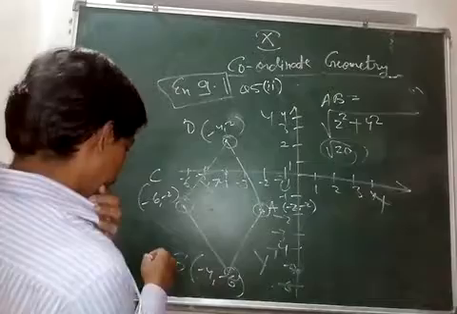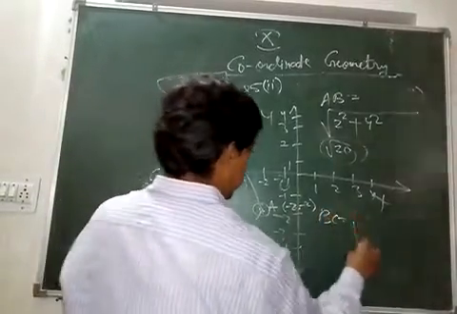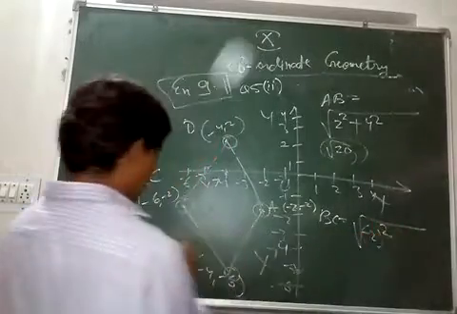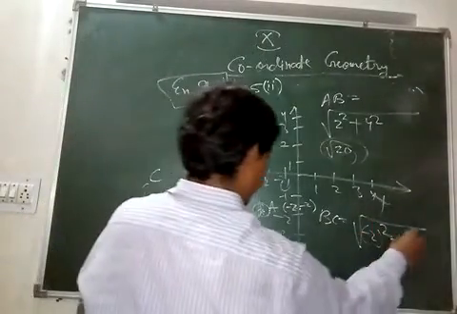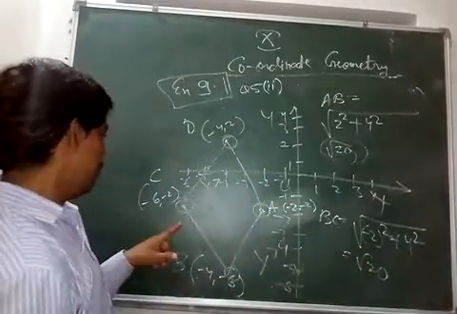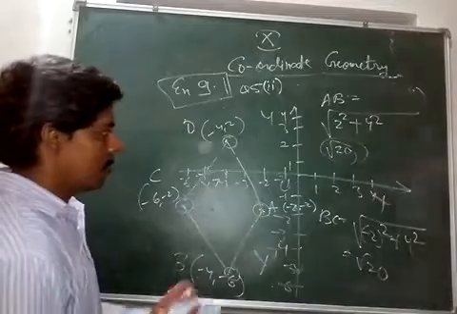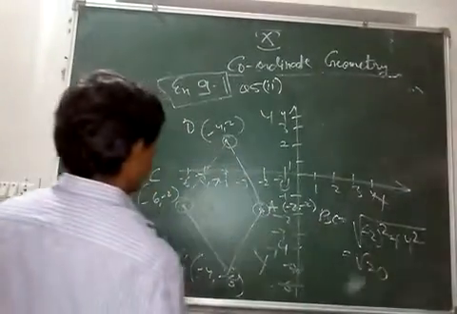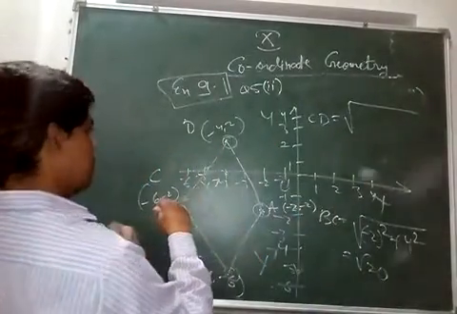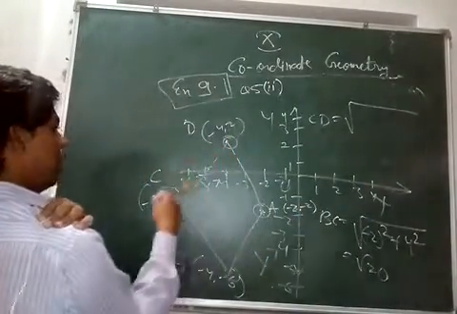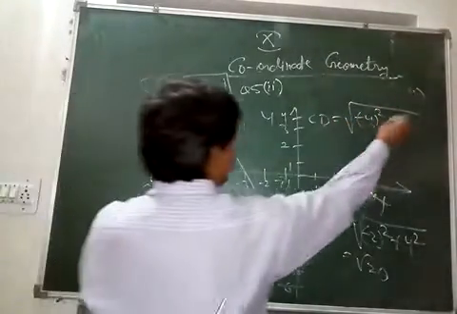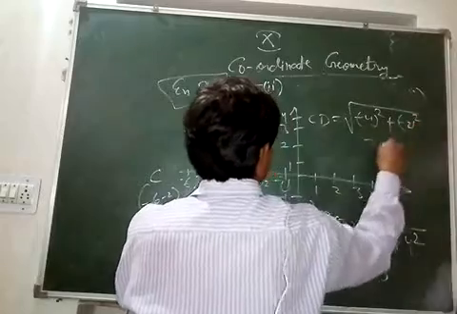Okay, now BC is -6 plus 4, which is -2, and -2 plus 6 is 4. So again we are getting root 20. So AB and BC are equal. Now find CD. So I am solving CD here only. CD is equal to root of -2 minus -4, and -6 plus 4 is -2. So again we are getting root 20.